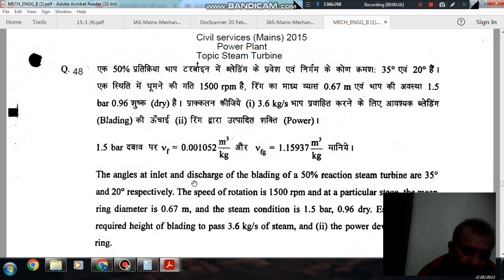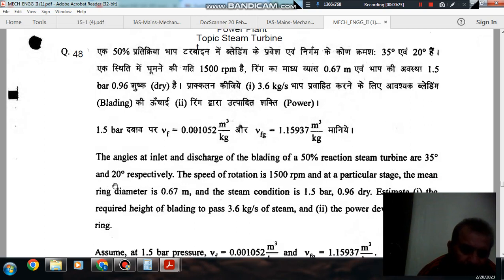The angles at the inlet and discharge of the blading of a 40% reaction steam turbine are 35 degrees and 20 degrees respectively. The speed of rotation is 1500 rpm, and at a particular stage the mean ring diameter is 0.67 meters and the steam condition is 1.5 bar, 0.96 dry. Estimate 1) the required height of blading to pass 3.6 kilogram of steam, and 2) power developed by the ring.